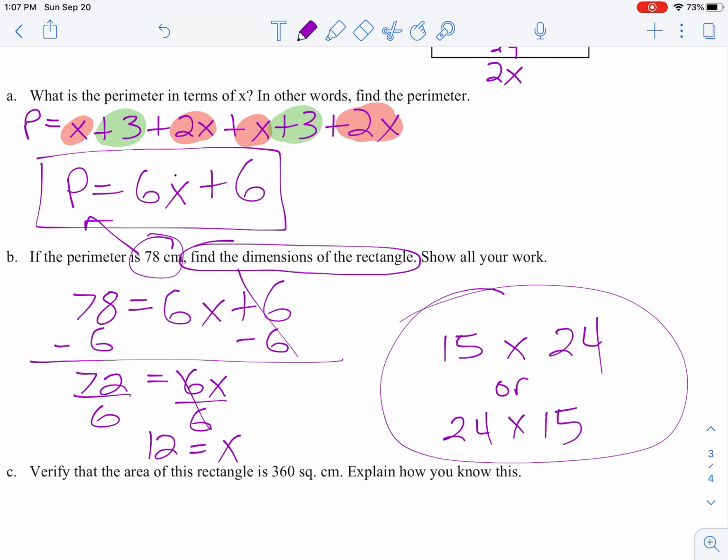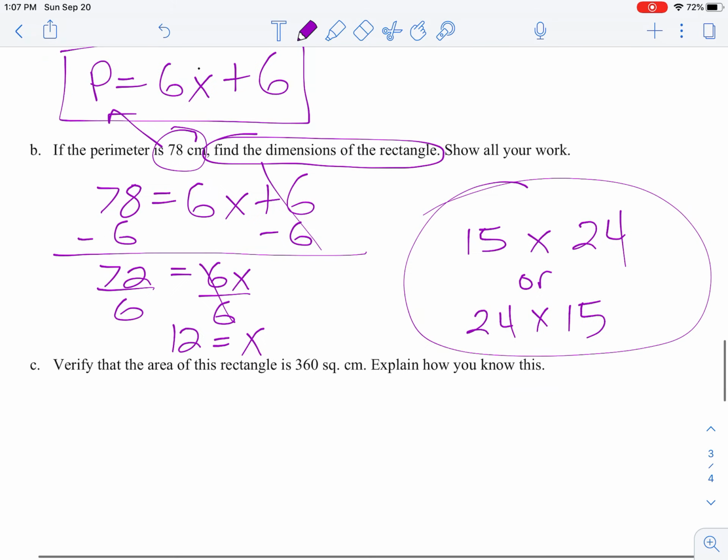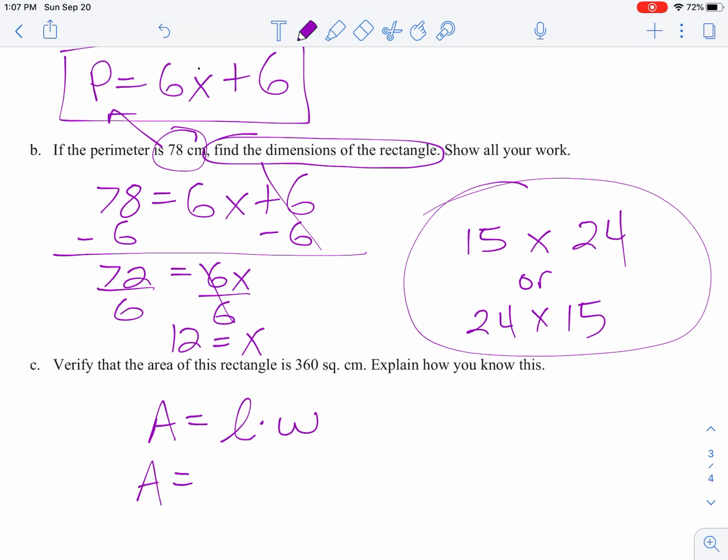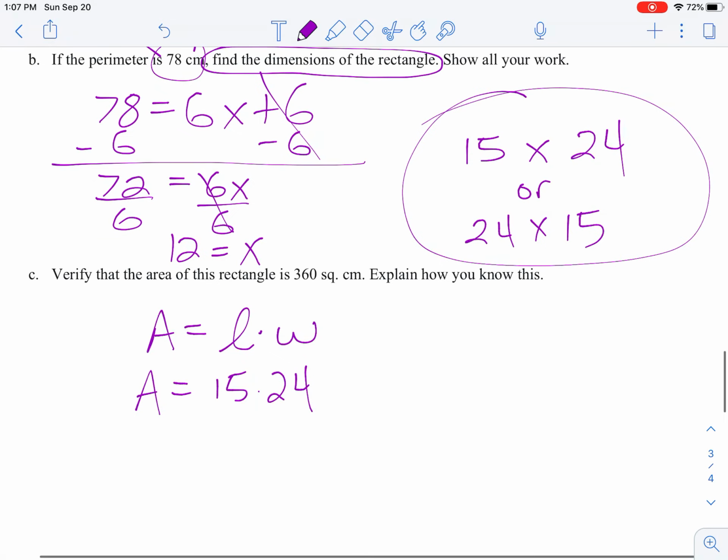And then for part C, you want to verify that the area of this rectangle is 360 square centimeters. Explain how you know this. Well, hopefully you have heard that area is equal to length times width. So what I'm going to do is plug in those values, which are our dimensions, our 15 and our 24. It doesn't matter the order that you have them because multiplication is commutative. So 24 times 15 is going to be the same thing as 15 times 24.